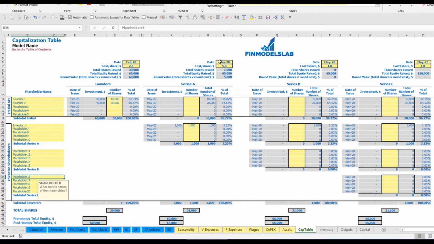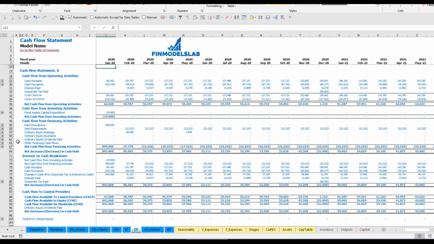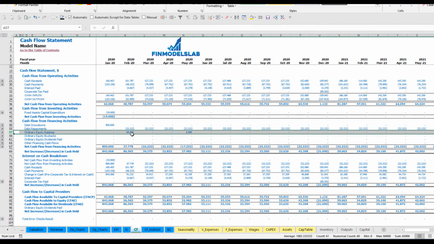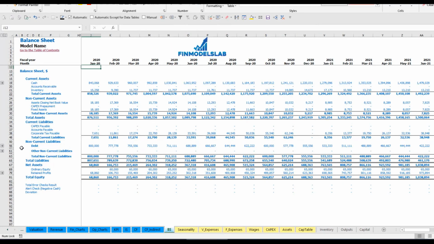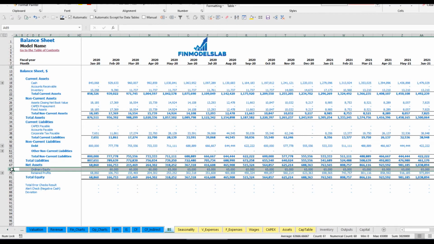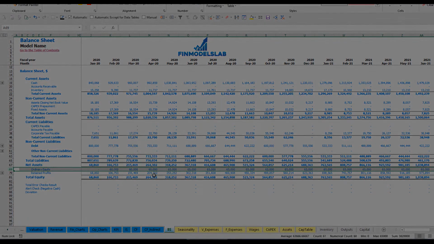The same way you can set up the date, cost of share, and up to 5 investors, up to 5 placeholders for number of shares. The amounts of funding you may see in the cash flow, in the ordinary equity risings, and you may see the balance sheet, which shows you the total equity by months.